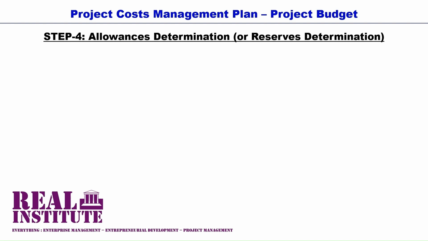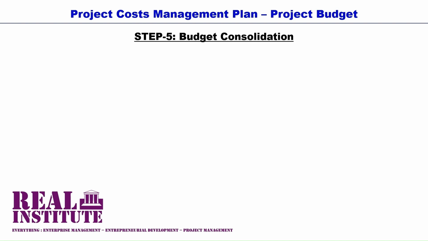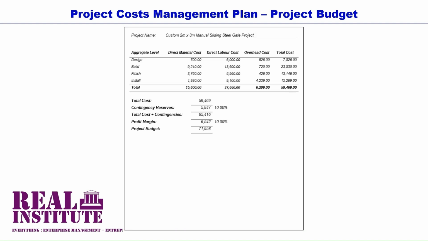Then the project budget is arrived at by consolidating the project total cost and the contingency reserve and the profit margin. As demonstrated, the project budget or the project price for our case example project is 71,958, which is the sum total of 59,469 project total cost and 5,947 contingency allowance and 6,542 profit margin.